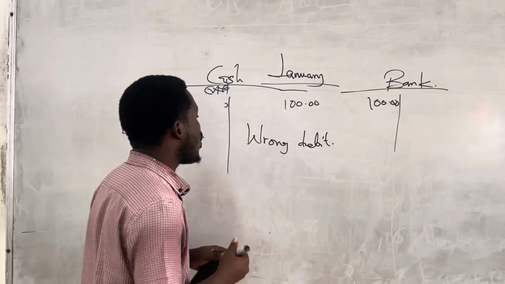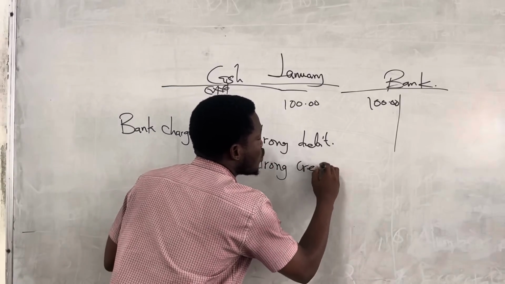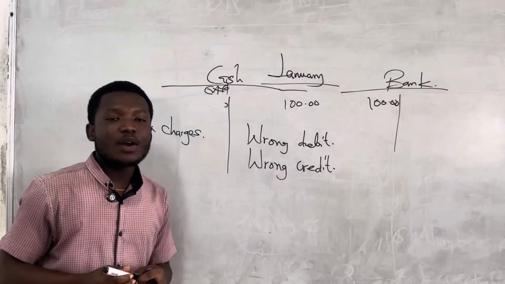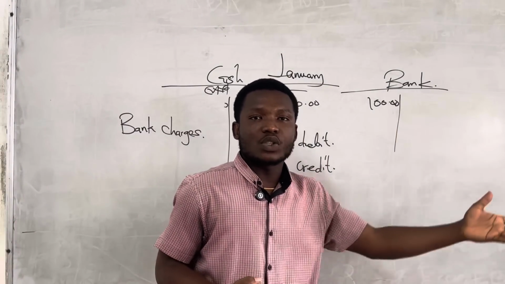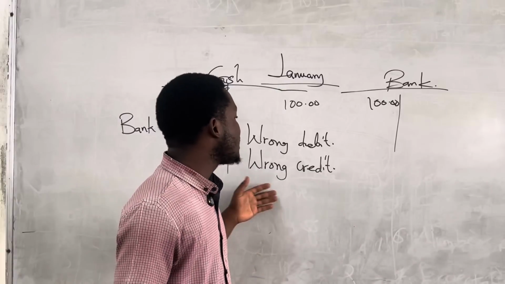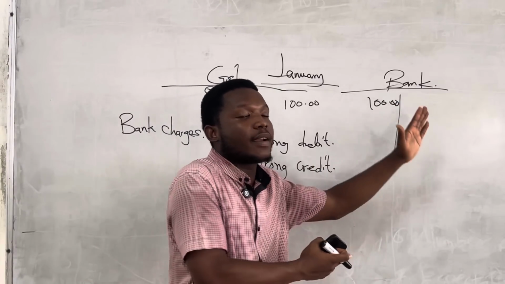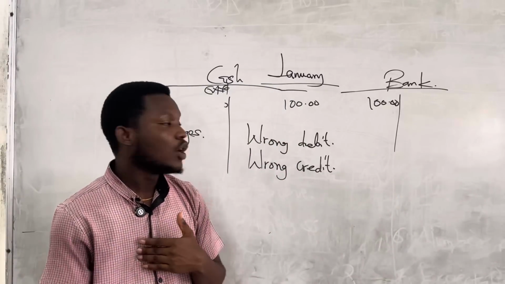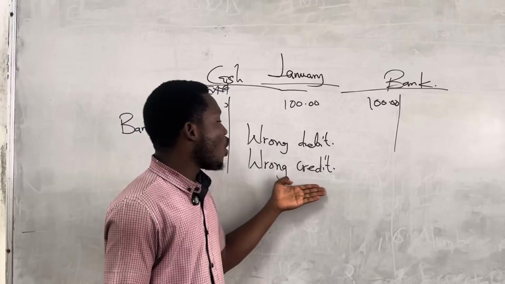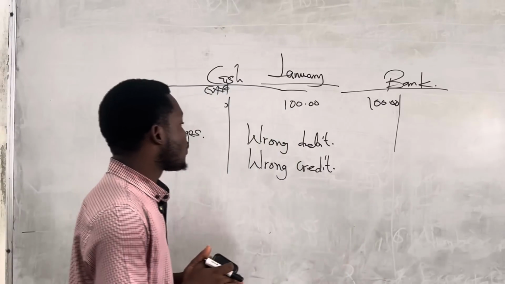And we have something we call wrong credit. The bank may mistakenly credit your account. Maybe someone has deposited money, and because of name similarities, instead of the bank crediting the person's account, the bank ended up crediting your account. So this is wrong credit. They have credited your account wrongly.